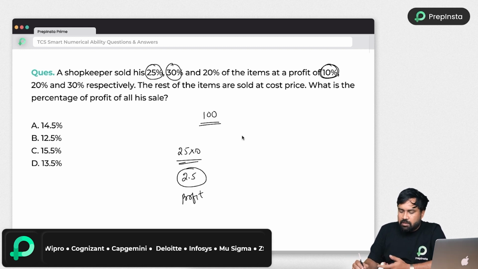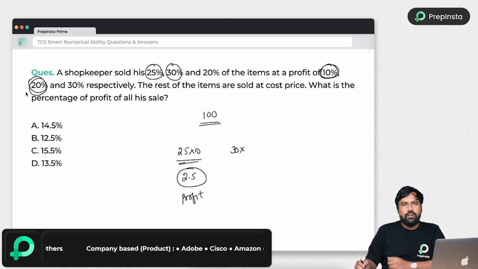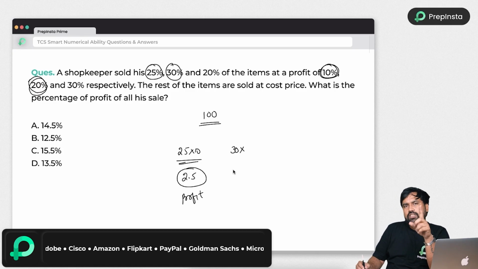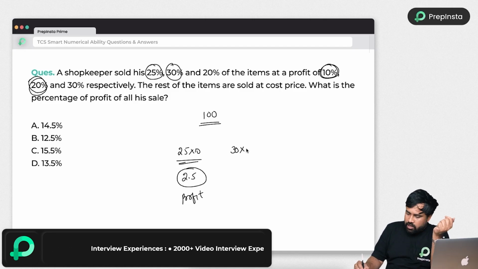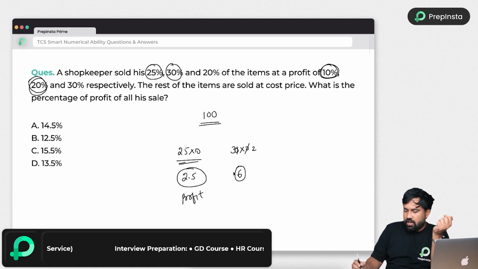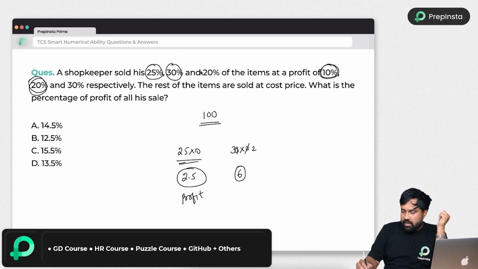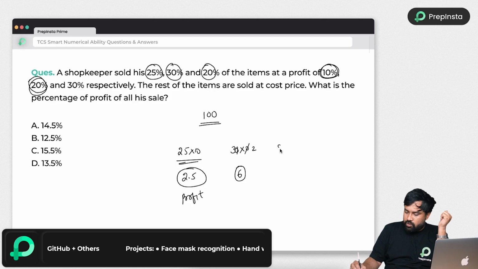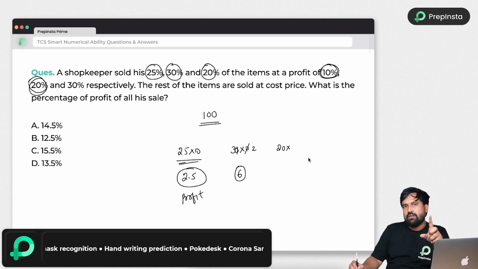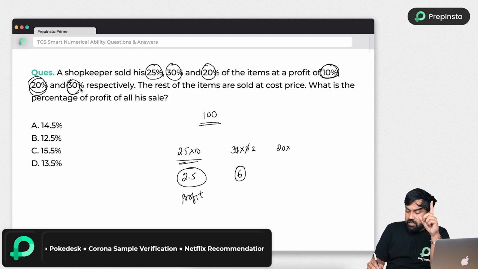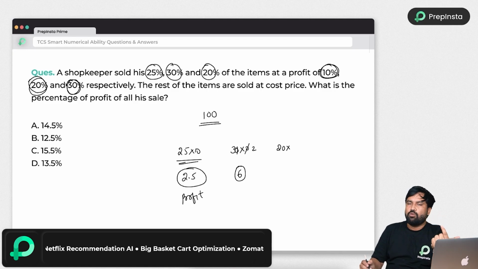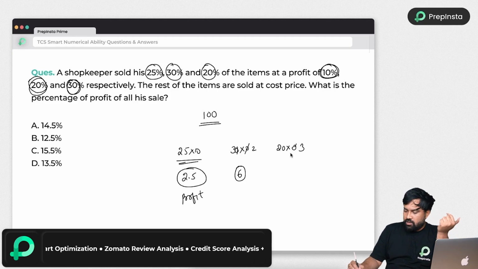Similarly, the second case, 30%. 30% is nothing but 30 items, and the profit is 20%. 20% of 1 rupee means 0.2 rupees. So 0 and 0 cancel, 3 times 2 is 6 rupees profit. And 20%, which is 20 items, each item is 1 rupee. With 30% profit, that means 0.3 rupees. So 0.3 times 20, the zeros cancel, 6 rupees.